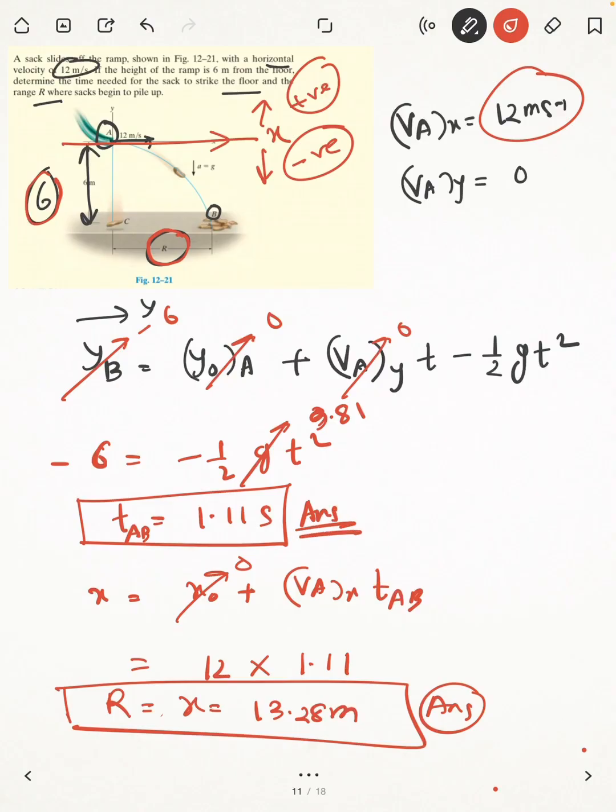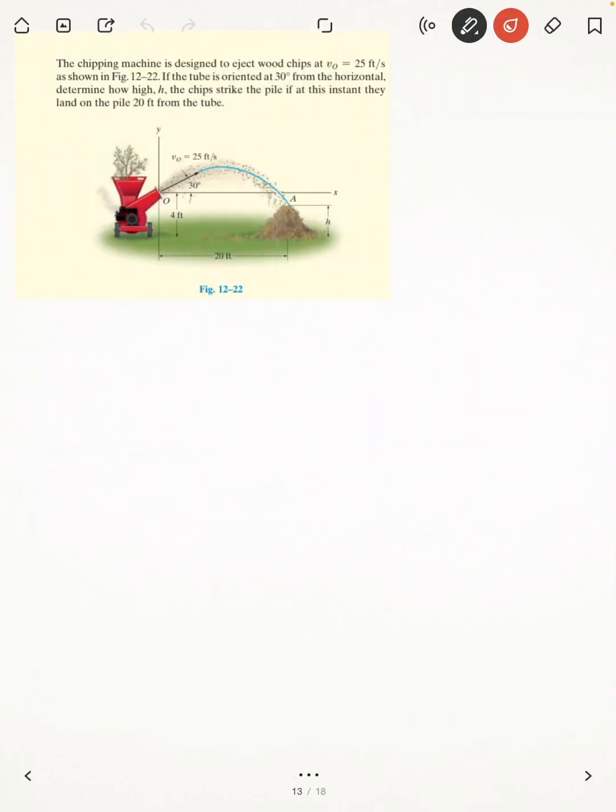Okay, this math is very easy. So now move forward to the next problem.